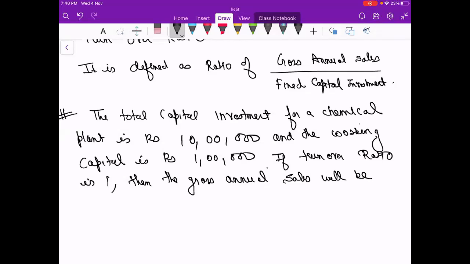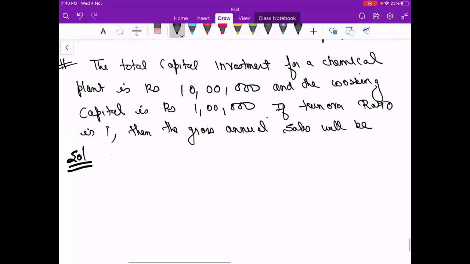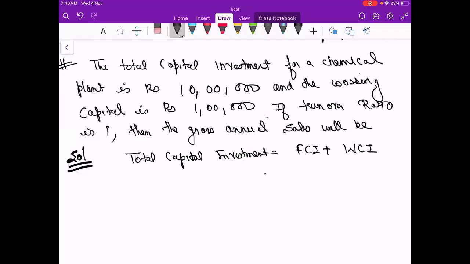Okay, we will solve this question. It is given total capital investment, but we want the fixed capital investment. So what is the formula for total capital investment? Total capital investment equals fixed capital investment plus working capital investment. So fixed capital we have to calculate. Working capital is given as 1 lakh and total is 10 lakh. So fixed capital investment will be 9 lakh.